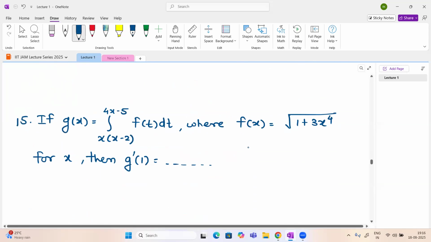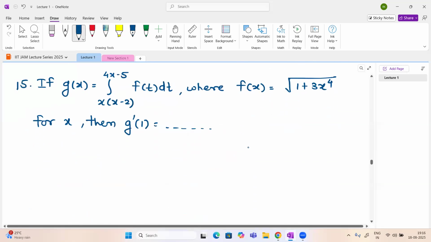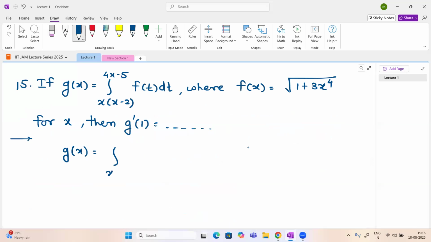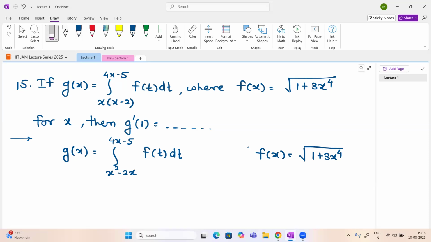Okay, so this is the next problem. Just go to the question and tell me how to solve. They have given g of x, which is the integral from x square minus 2x to 4x minus 5 of f of t dt. And they have asked to find the derivative. What is f of x? They have that also mentioned here. F of x is root of 1 plus 3x raised to 4. We have to find g dash of 1. Any idea how to solve this problem?